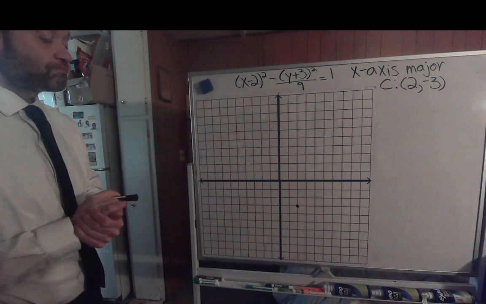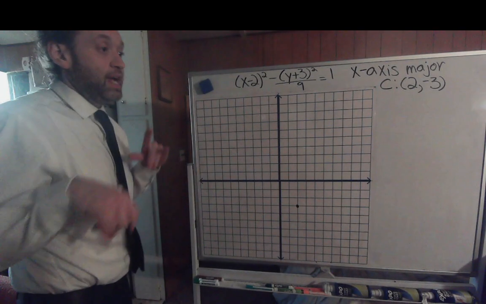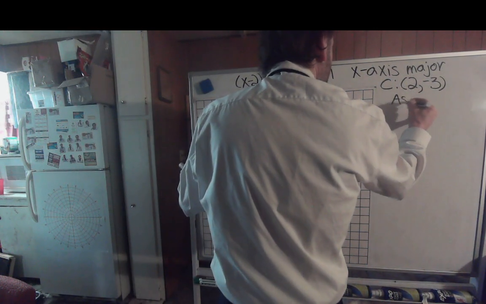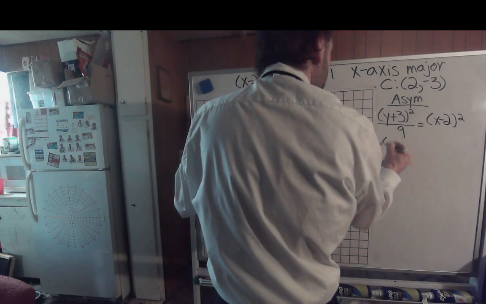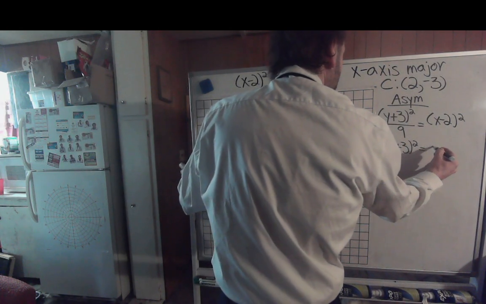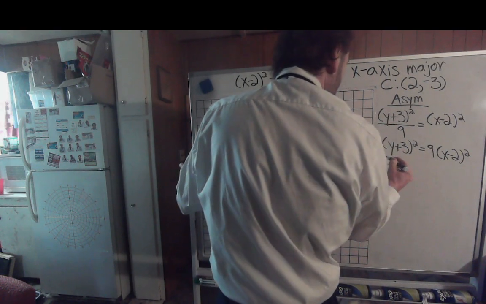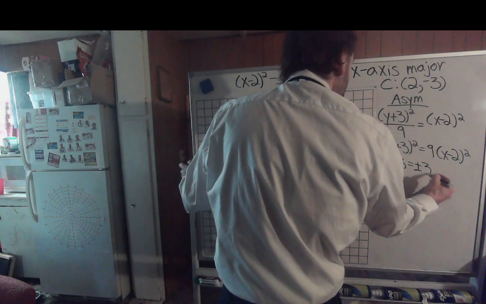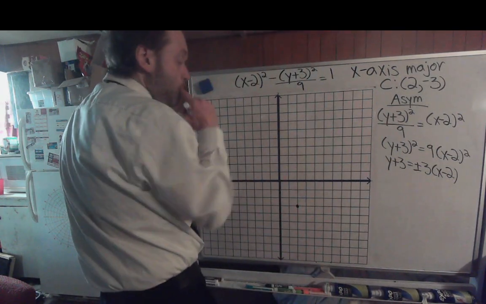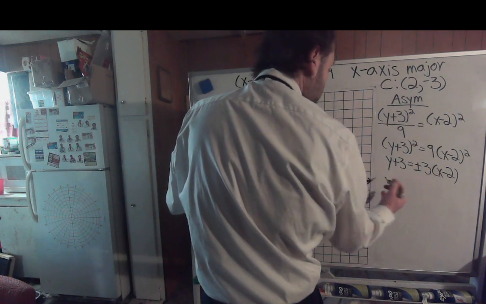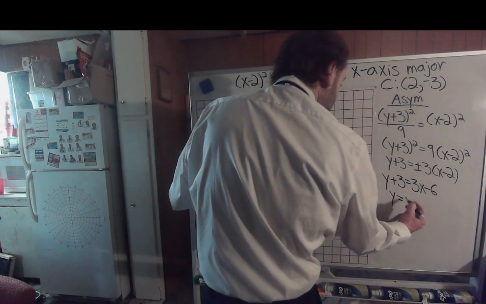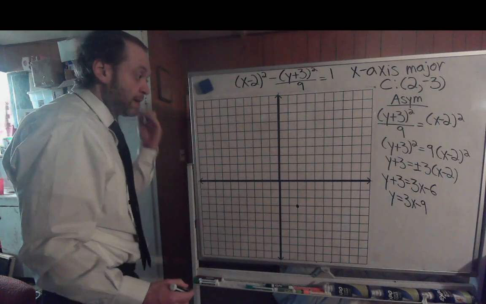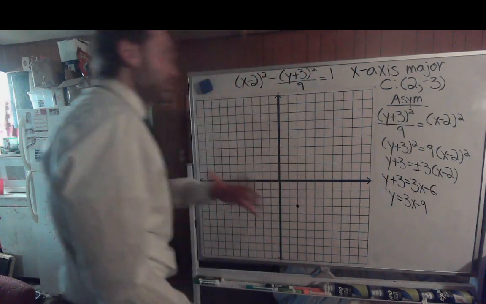All right, now, here's what else we're going to do. We're going to find the asymptotes now. So to find your asymptotes, set your y plus 3 squared all over 9 equal to that x minus 2 squared, which would mean y plus 3 squared equals 9 times x minus 2 squared. So y plus 3 would equal plus and minus 3 times x minus 2. We'll start there. So if we deal with the plus 3 times x minus 2, we'll have y plus 3 equals 3x minus 6, which would give you that y equals 3x minus 9 as one of your asymptotes. So we have 3x minus 9 for one of our slant asymptotes.